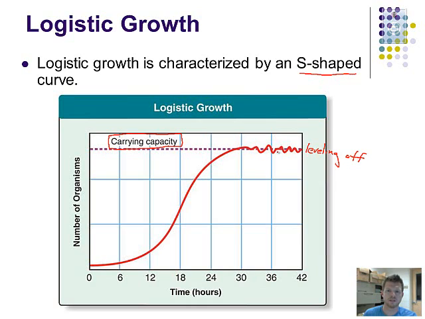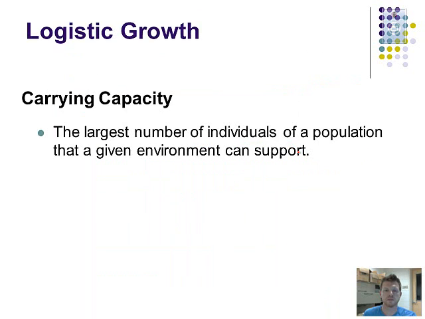And notice that there's some fluctuation around the carrying capacity because when we're a little bit under, we'll have a higher birth rate than death rate, and when we're a little bit over, there's not enough resources, so our death rate will be a little bit higher, and we'll just hover right around that carrying capacity.